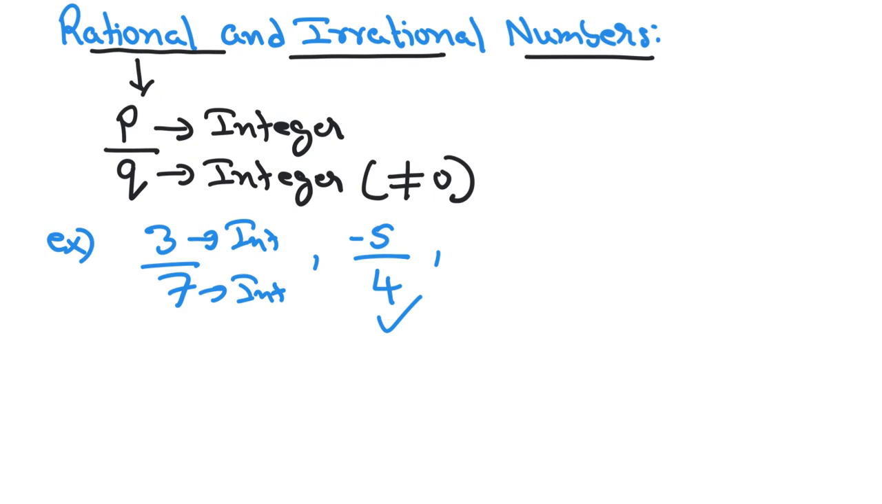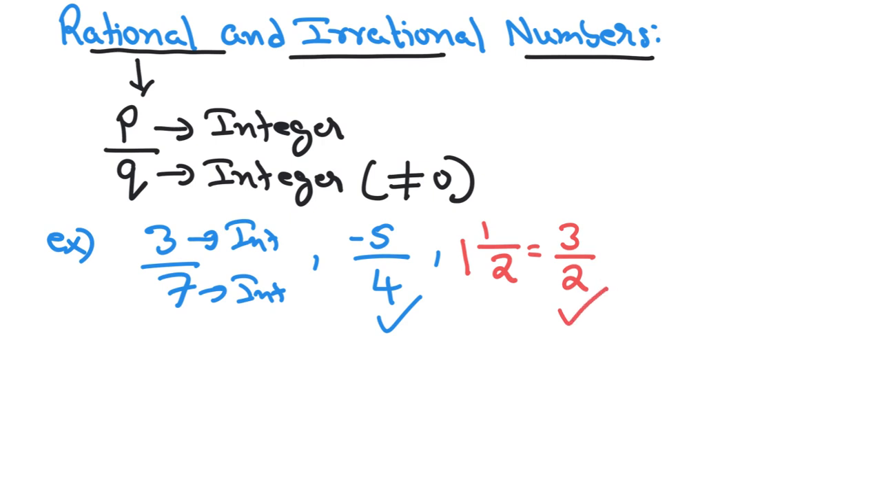Okay, what about 1 1/2? It's a mixed fraction. Is it a rational number? Do you know how to change a mixed number into an improper fraction? You have learnt in your lower grades. 2 times 1 is 2, plus 1, that's 3. So this is nothing but 3 over 2. So therefore this also is a rational number.